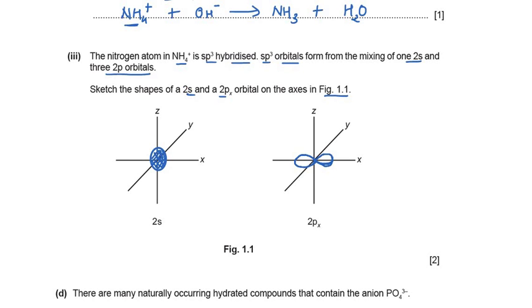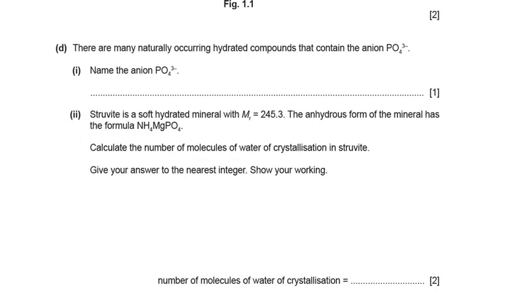The D sub question now is: there are many naturally occurring hydrated compounds that contain the anion PO4 3-, that is the phosphate ion. Name the anion phosphate, that is PO4 3-. Now as I've already said, that's called the phosphate ion. So let's write it, phosphate ion.